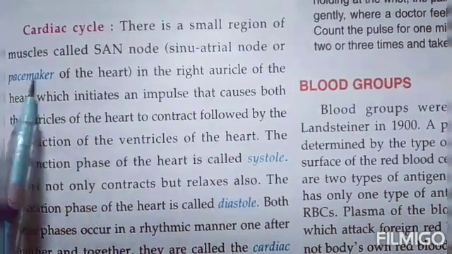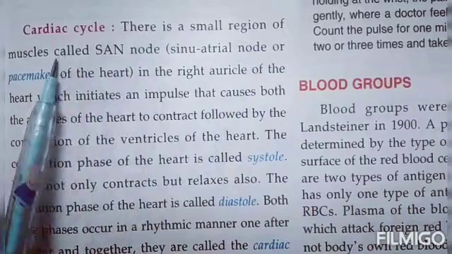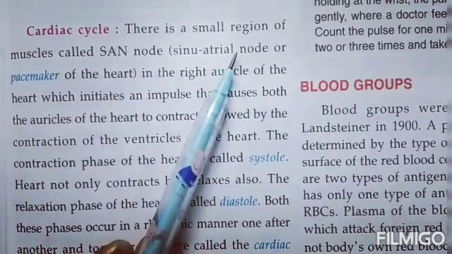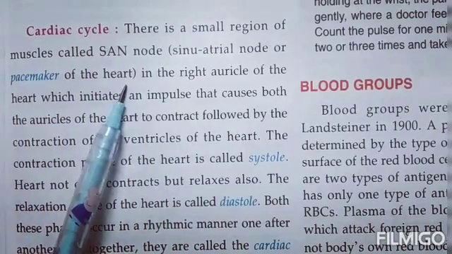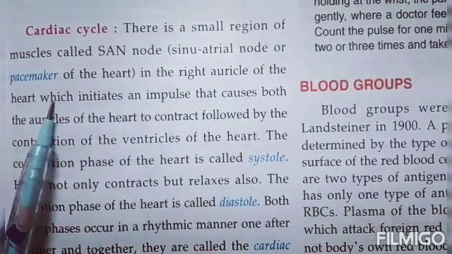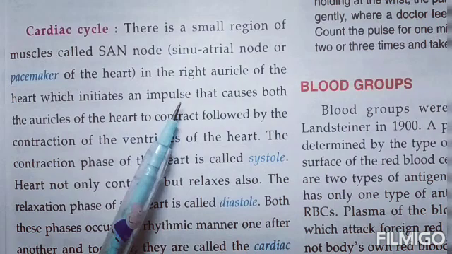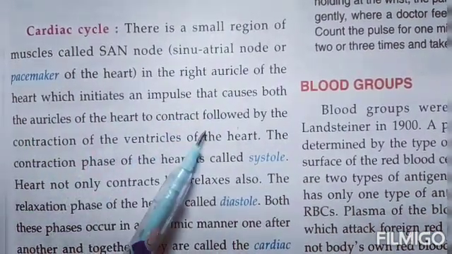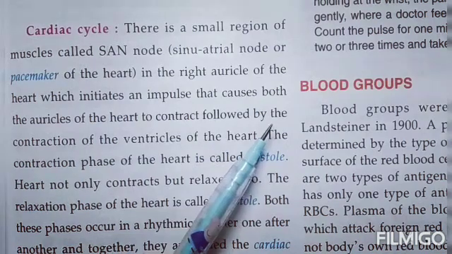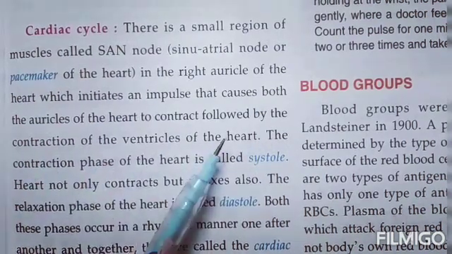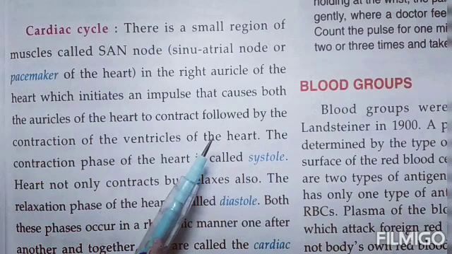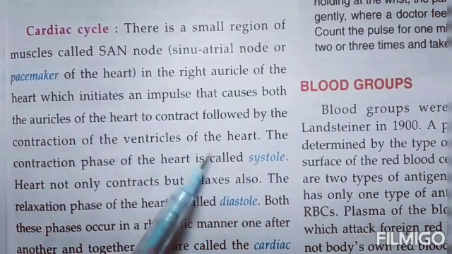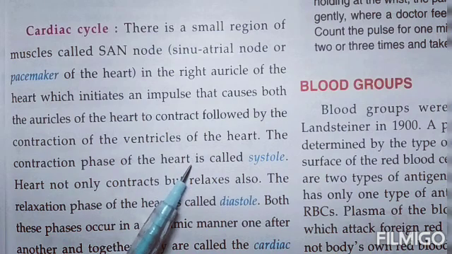The cardiac cycle. There's a small region of muscles. Right now I told you, children, SAN node, that was the sinoatrial node or the pacemaker of the heart, which is present in the right auricle of the heart. This initiates an impulse that causes the auricles of the heart to contract, followed by the contraction of the ventricles. Now when our heartbeat starts, children, first the auricles will contract and then the ventricles will contract.